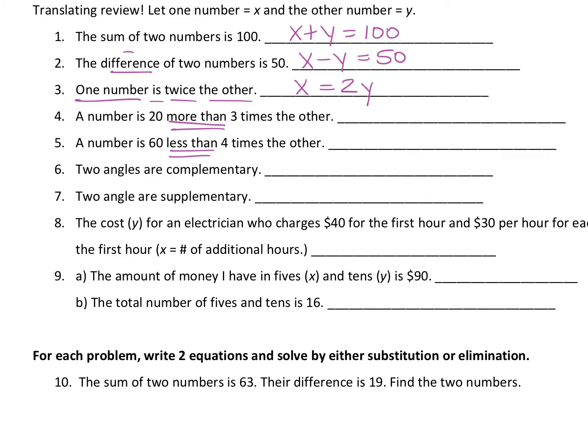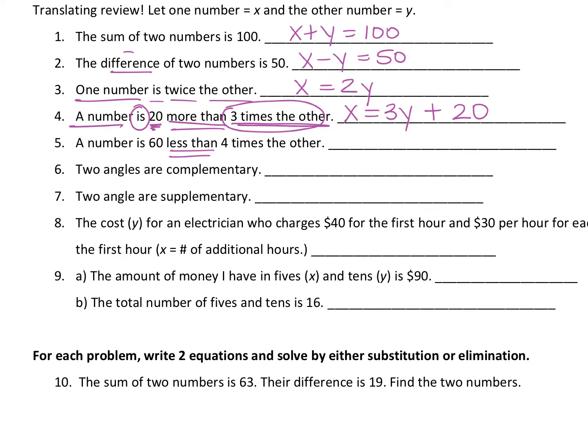less than. This one says a number is 20 more than 3 times the other. How would you write that? So a number, let's call that x. What's "is" in math? Equals. Okay, now it's 20 more than 3 times the other number. So we're switching the more than, right? It's plus, but we're going to put 3 times the other first. So 3y first and 20 at the back, right? So x equals 3y plus 20.